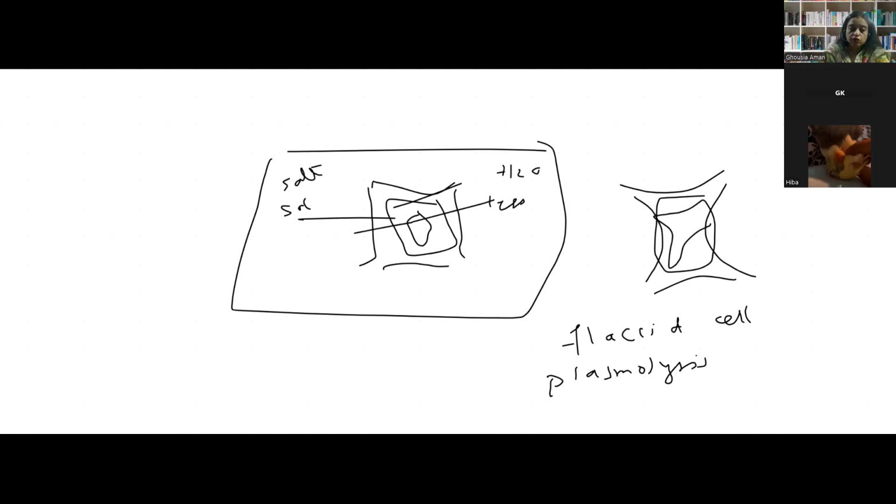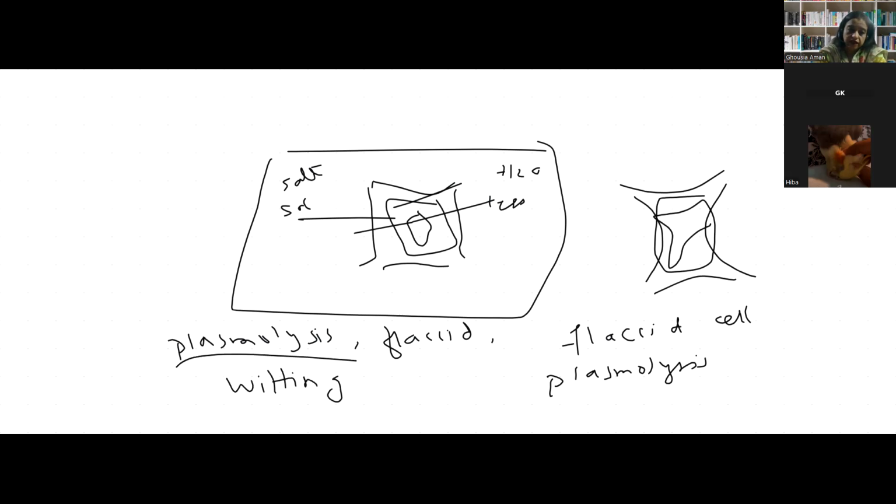So because of plasmolysis, the cells will become flaccid and the plant will fall. This phenomenon, in which the plant is falling down and is not able to stand erect, is called wilting. The plants are going to wilt. Is that clear, Hiba?